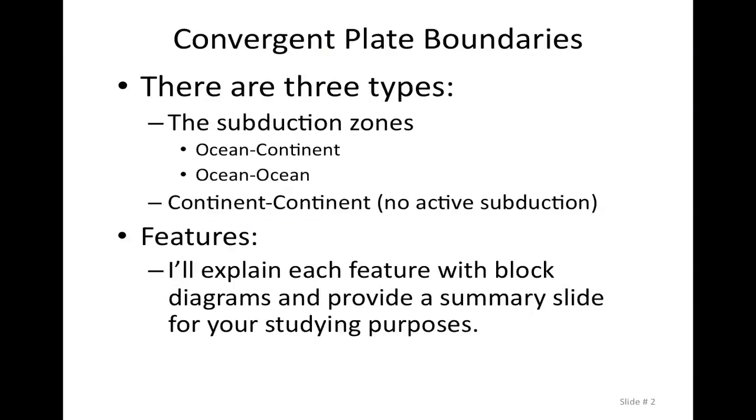So for the convergent plate boundaries, there's actually three different types. There are two of them that are subduction zones and one that is not, although the reason for the convergence actually has to do with a subduction zone. Once two continents are in contact with one another, there is no active subduction at that point. So we'll talk about that one after we talk about the subduction zone type boundaries, which are ocean-continent and ocean-ocean.